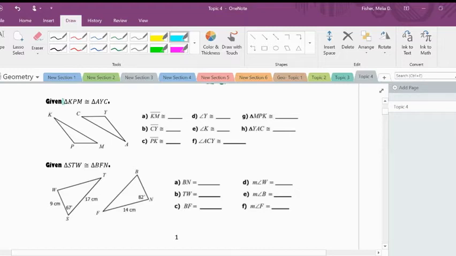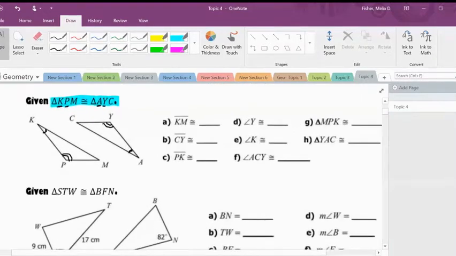Given that triangle KPM is congruent to triangle AYC, what can we determine? Before, when I told you that the order of things really mattered, we can actually see right away that K matches up with A. So K gets 1 mark and A gets 1 mark. And then we can look at P matching up to Y. Let's give P 2 marks and give Y 2 marks.